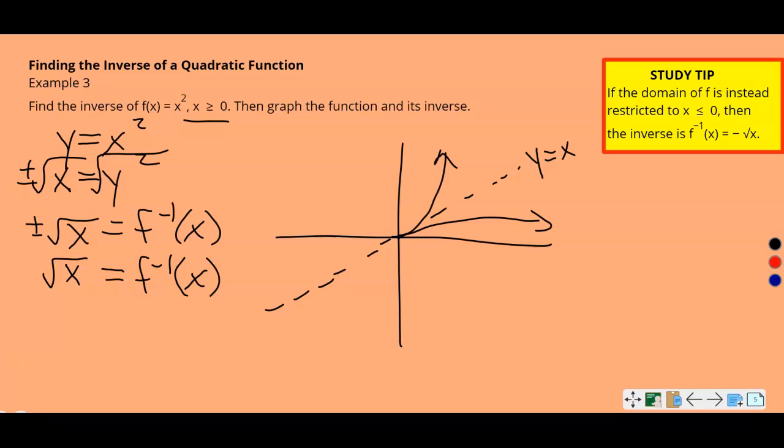All right, study tip: if the domain of f is instead restricted to x less than or equal to 0, then the inverse is f inverse of x equals negative square root of x. So again, if this had been restricted to x less than or equal to 0, we would have taken the negative square root of x to be the inverse of that. So hopefully that makes sense as well.